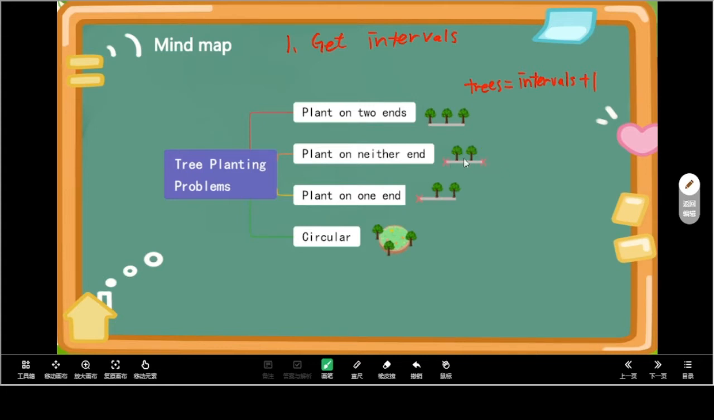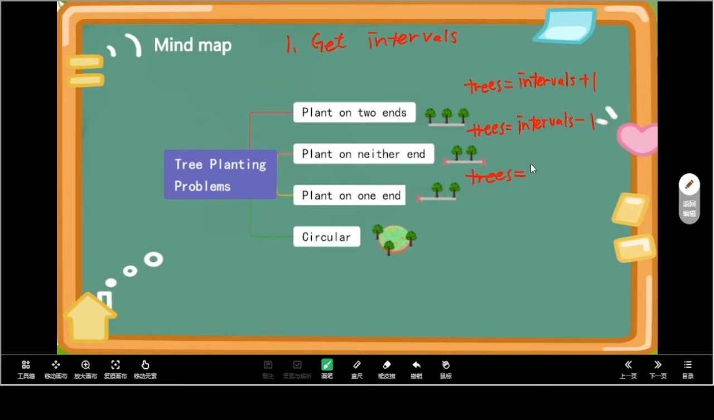And for the second situation, there are 2 trees, but no trees are planted on 2 ends. 2 trees and 3 intervals. So the number of trees equals to intervals minus 1. Very good.